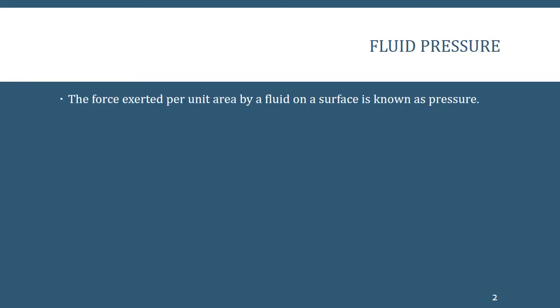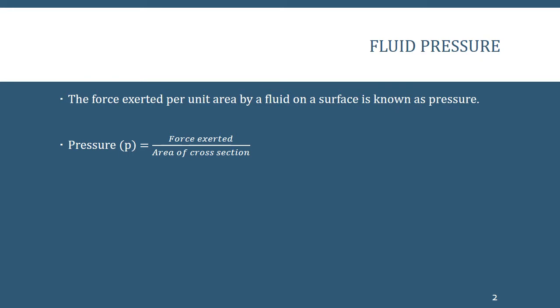So, what exactly is fluid pressure? Fluid pressure is the force exerted per unit area by a fluid on a surface, and that is known as the fluid pressure, and pressure is given by the formula force exerted divided by the area of cross section.